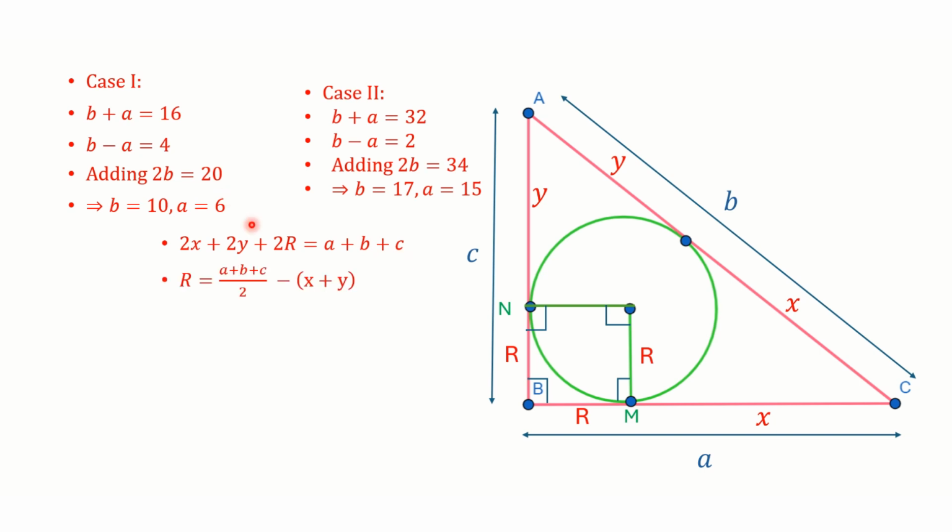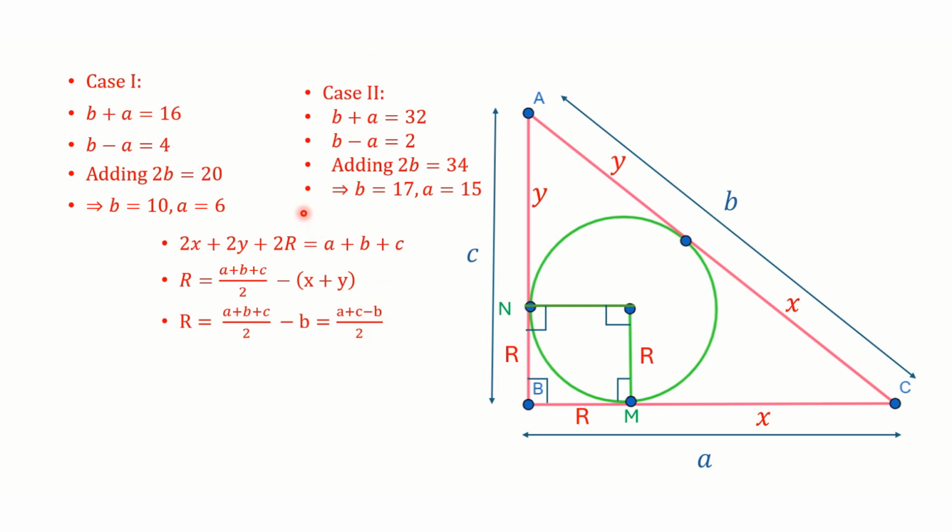So from here I can say r is equal to (a plus b plus c) divided by 2 minus x minus y. And what is x plus y? x plus y is basically this length, that is b. So now I can plug this value. If you plug in x plus y equals b, this becomes (a plus b plus c minus 2b) divided by 2. So finally, r equals (a plus c minus b) divided by 2.